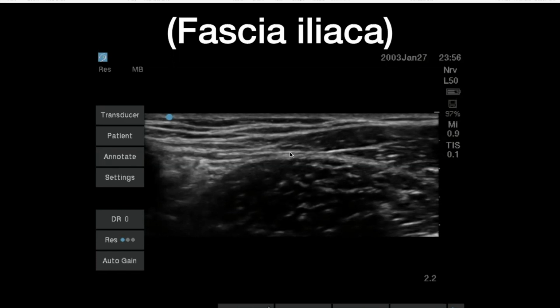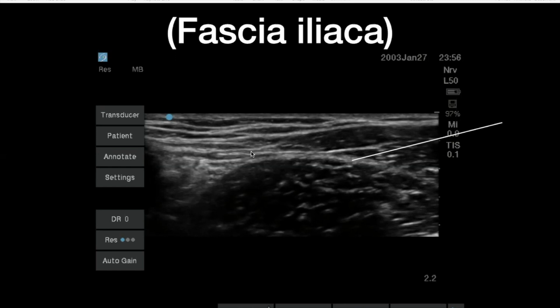And you can see this nice long fascial plane, the fascia iliaca, extending out to the right of the screen. Theory being that you would bring the needle in from the right there into the fascial plane, deposit a large volume of local anaesthetic, aiming for spread over to the femoral nerve, and possibly proximally up the fascial plane up towards the lumbar plexus.